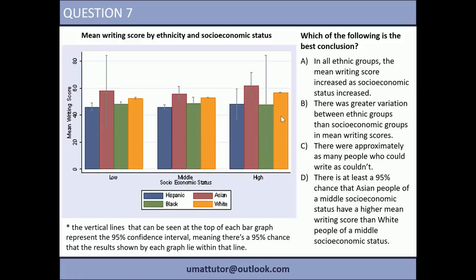So B is actually a reasonable answer. It's the kind of answer where you wouldn't go for it straight away, but you need to evaluate the other answers to see whether there is a better option. So we'll do that now.